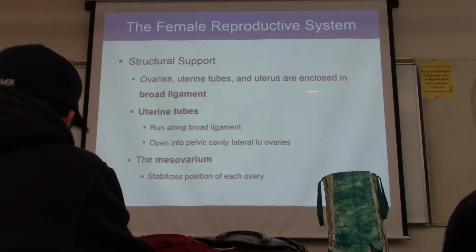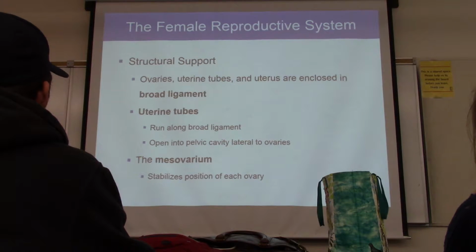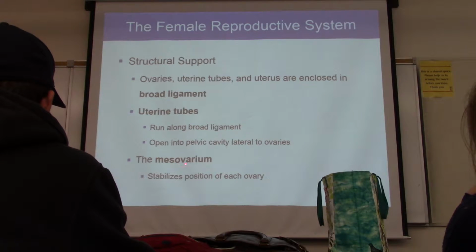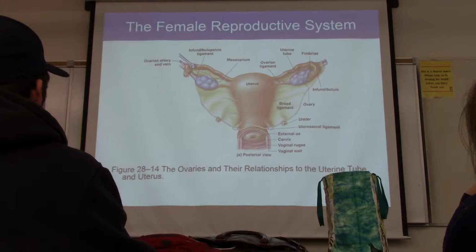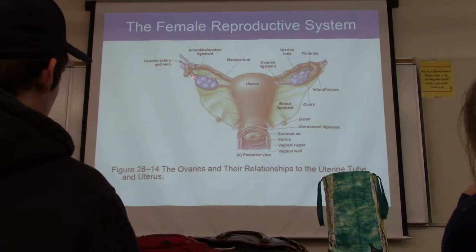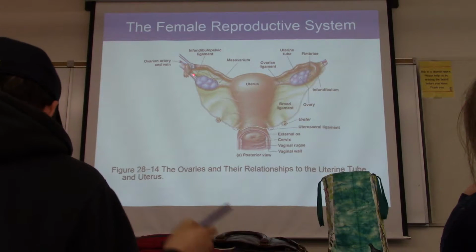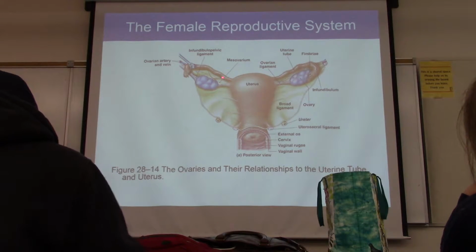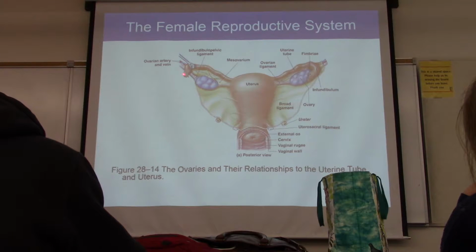Anyway, the ovaries and uterine tubes are enclosed in this big, wide ligament called the broad ligament. The uterine tubes run along the edge of it, and the mesovarium is part of the mesentery that holds onto the ovary. So mesovarium means mesentery of the ovary. And here's a picture of these little lovely things. Here's the mesovarium right here, holding the ovary in place. This is called the infundibulopelvic ligament on the outside out here. This is the tube, the oviduct. This is the fimbriated end of the oviduct.